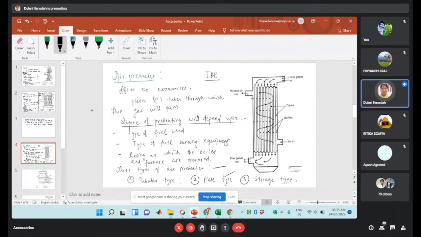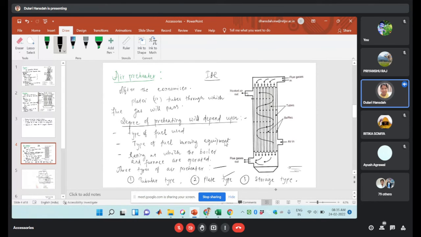So that is the plate type. And in the case of the storage type, we will have a certain box inside which different wire meshes are available, through which the flue gases will enter, and on the opposite side the flue gas will move out from the chamber. And on the other side there will be the supply of air. That way the storage type air preheater will act.